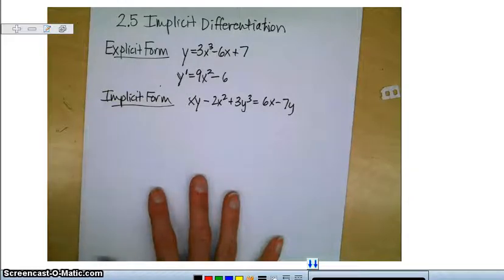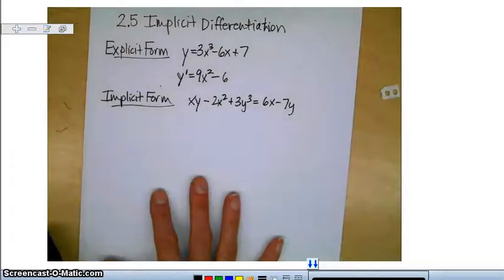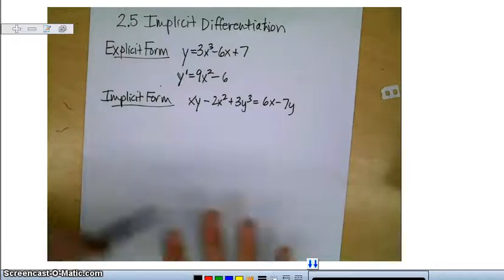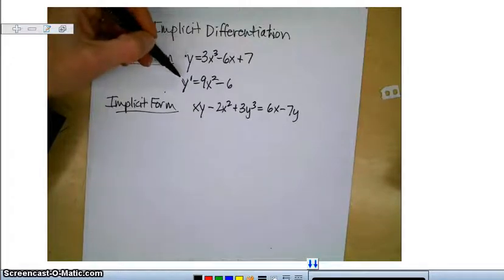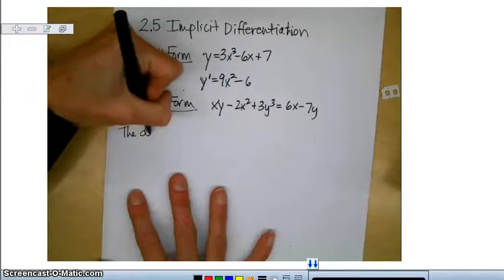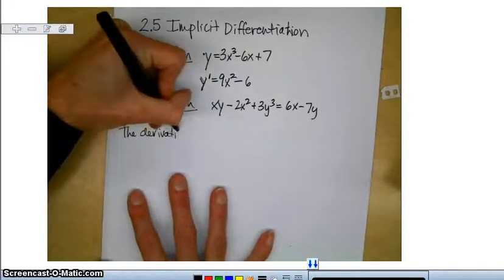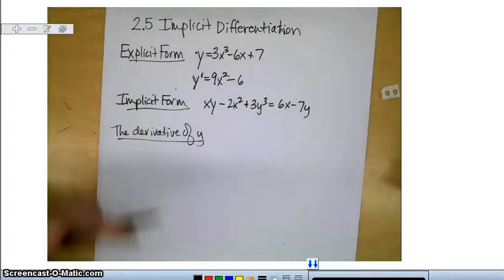But we have to get one concept through our head in order to understand how to do implicit differentiation, and that is the chain rule. Remember how I said the derivative of y? What's the derivative of y? Y prime. That's if it's just y. The derivative of y is what we need to get past. We have to get over the hump.